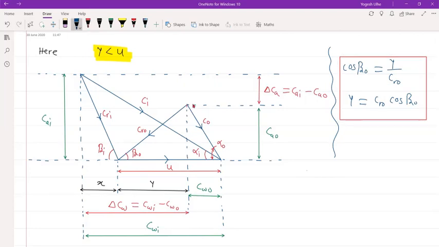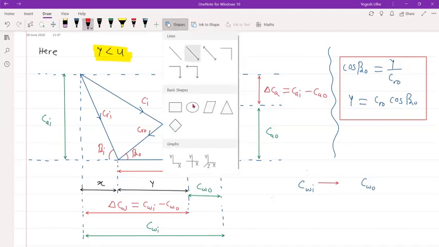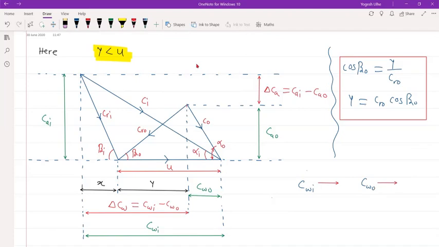Okay, then another scenario. If you look here, guys, what is the direction of CWI? The direction of CWI is in this way. Then the direction of CWO is also in the same direction. And that's why delta CW is equal to CWI minus CWO.